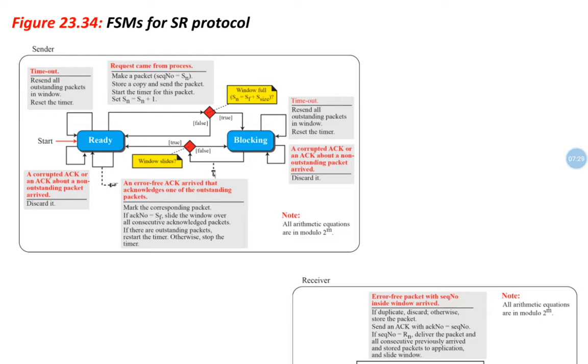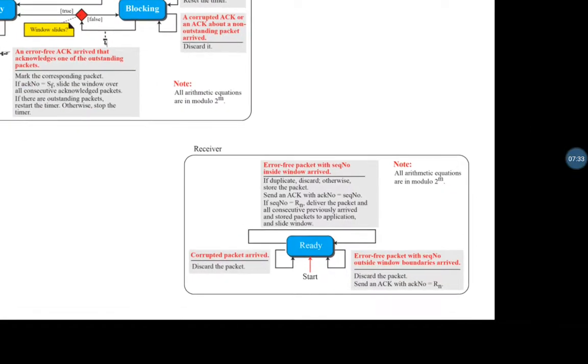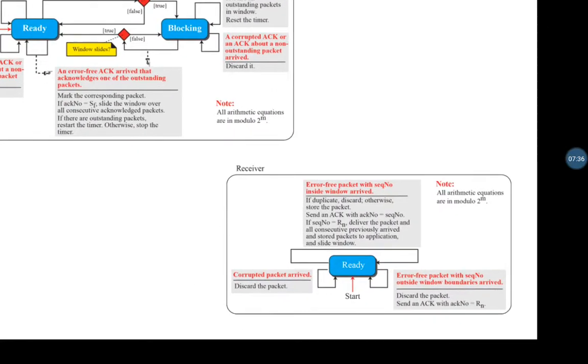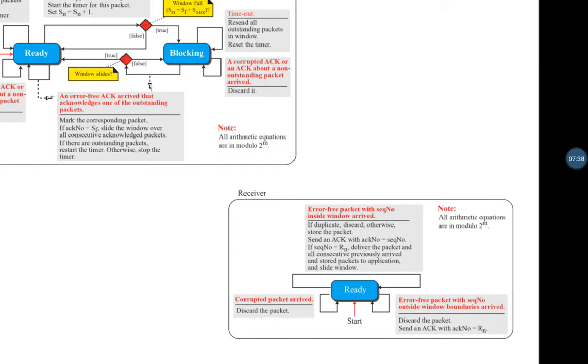Next is the receiver. The receiver is always in the ready state. 3 events can occur in the receiver. So here, if an error-free packet with the sequence number in the window arrives, the packet is stored and an acknowledgement number equal to the sequence number is sent. In addition, if the sequence number is RN, then the packet and all the previously arrived packets are delivered to the application layer and the window slides so that RN points to the first empty slot.